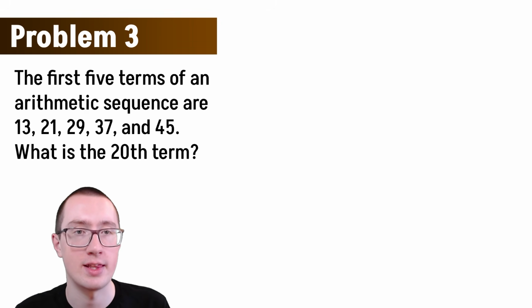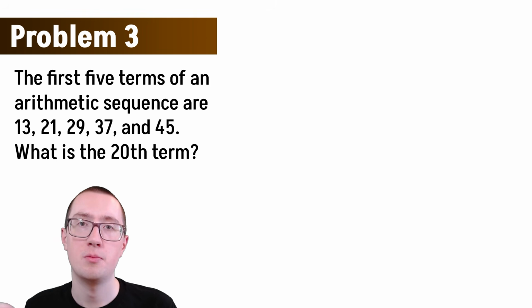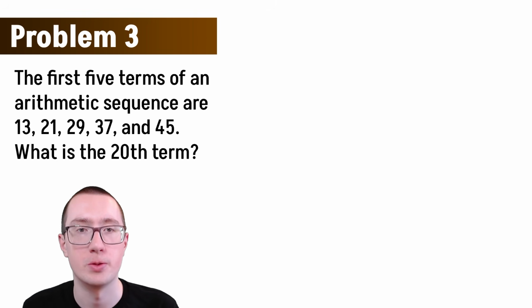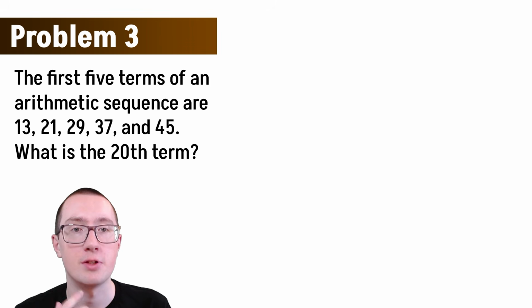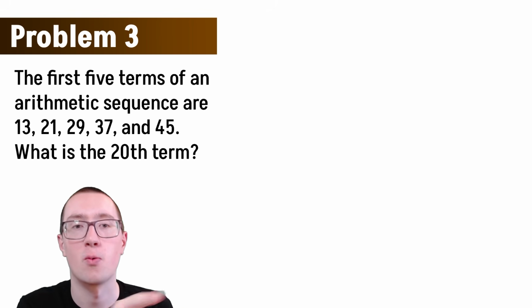And you might notice that it adds 8 every time. 13 plus 8 is 21, plus 8 is 29, plus 8 is 37, plus 8 is 45. And even if you didn't know that, you could just do something like 29 minus 21, for example. That would give you 8, and then just see if that works for every number.